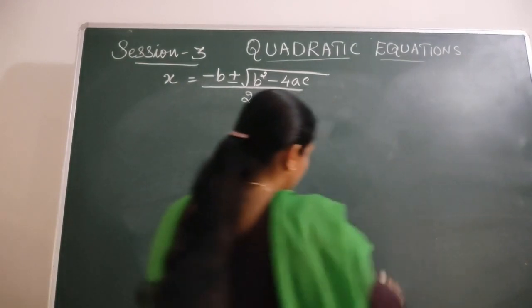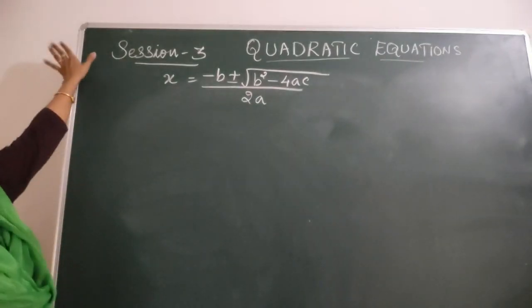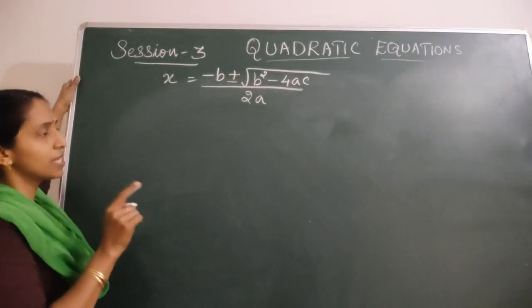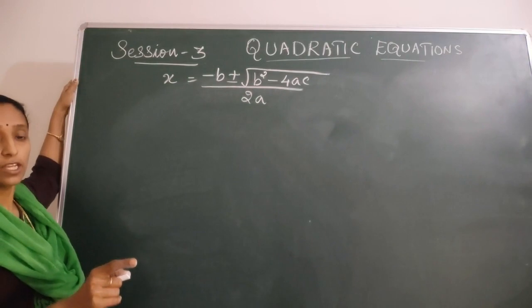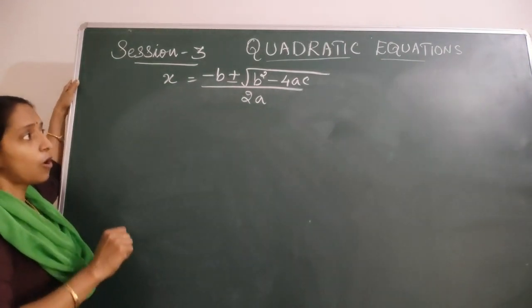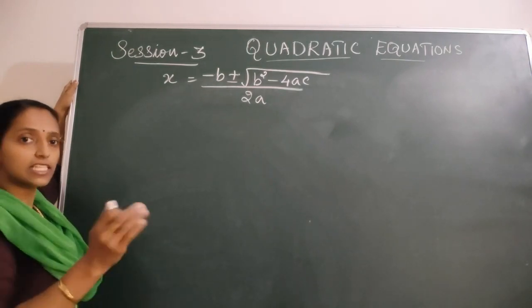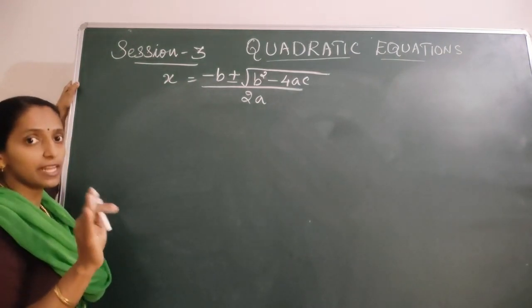Then we will substitute the values. Then we have to simplify the equation. That's the procedure. Now, the important thing you have to note down here is the question will be solve and correct to two decimal places, or solve and correct to significant figures. Either decimal places or significant figures. Both you have to be very clear.